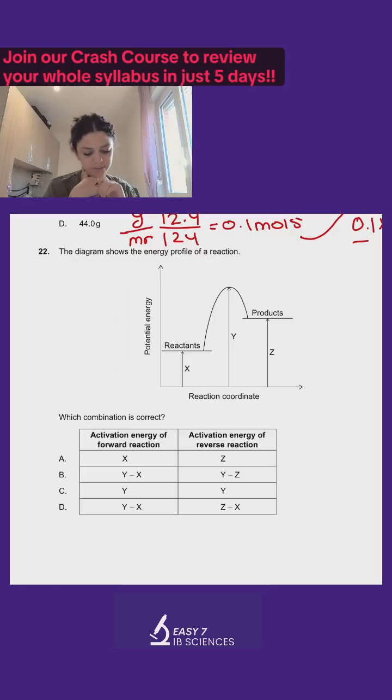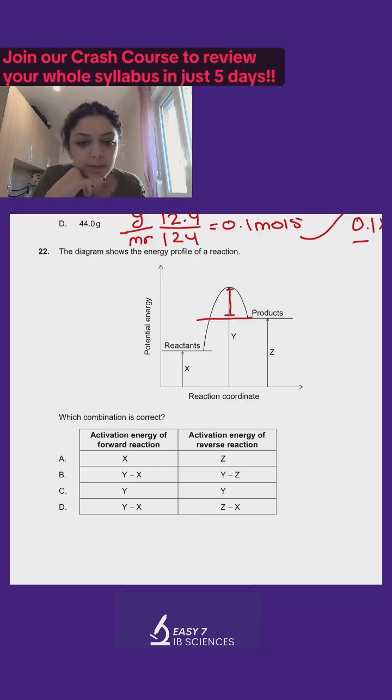B, B, D. Okay, let's work it out together. So the activation energy is going to be basically the length of this bump here. In order for me to get the length of this bump, what do I have to do? I have to do Y minus Z. Oh, that's not an answer option. So X is definitely not the activation energy of the forward reaction, because that's just the energy level of the reactants. Y minus X, yeah, Y minus X also gives it to me. Sorry, I was working out with Y and Z.